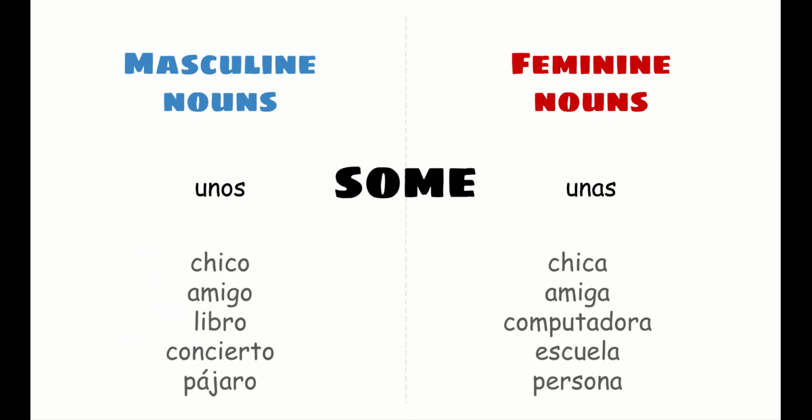There's no word to say "a" in the plural. You wouldn't say "a boys" or "a girls" or "a friends," or "a books" or "a computers." Instead, you'd say "some." So if you're talking about a masculine noun, the word "some" is "unos."